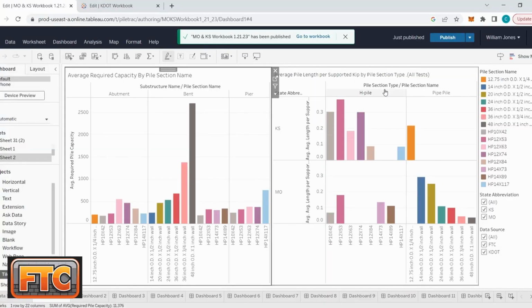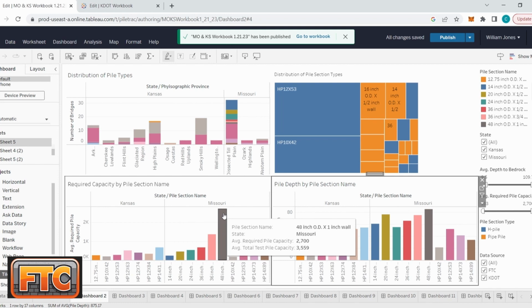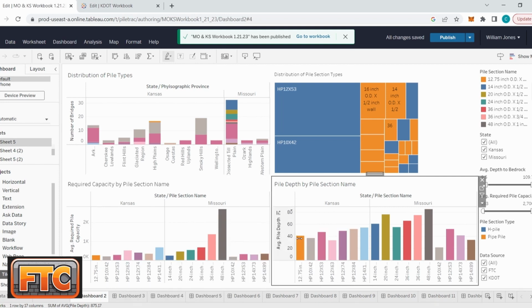And you can see here average pile length per supported kip by pile section type. The Missouri data set includes some very large capacity pipe pile up to 4 feet in diameter. We have required capacity by pile section name, which is an average. You can hover over and get more information. So this 4-foot diameter pipe pile job in Missouri, you can see that required capacity was 2,700 kips and the average was 3,500. And then we go over here to pile depth by pile section name, which is the average pile depth. Again, Kansas and Missouri, we could just toggle to Kansas only if we'd like.